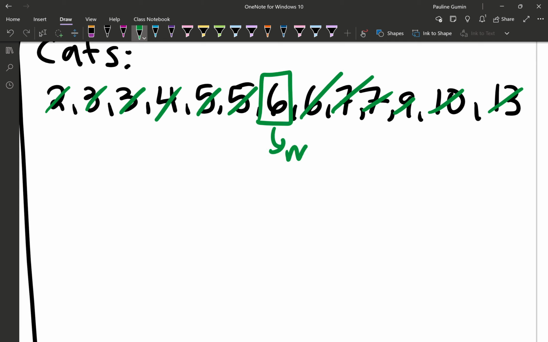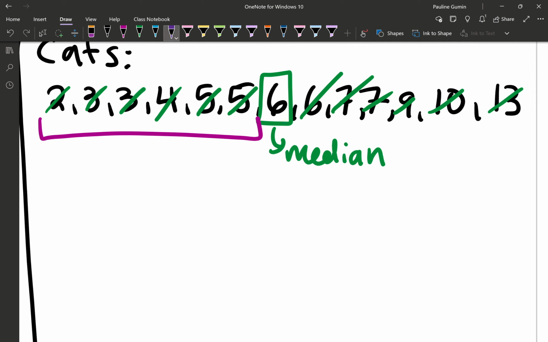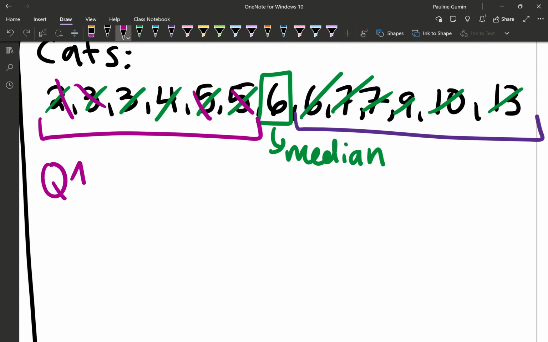Six is our median. Now let's find Q1 and Q3. All right, for Q1, looks like I have 2 in the middle again. So we're going to add the two numbers.